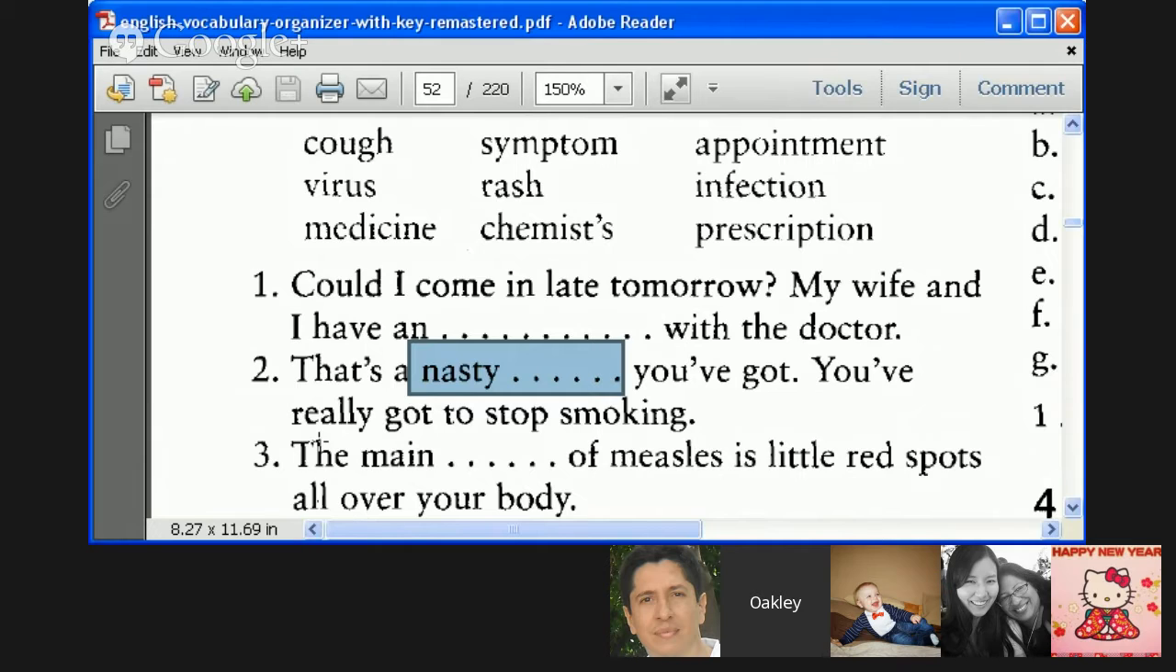Okay. Rolando, go ahead and unmute yourself and read the third sentence here, please.